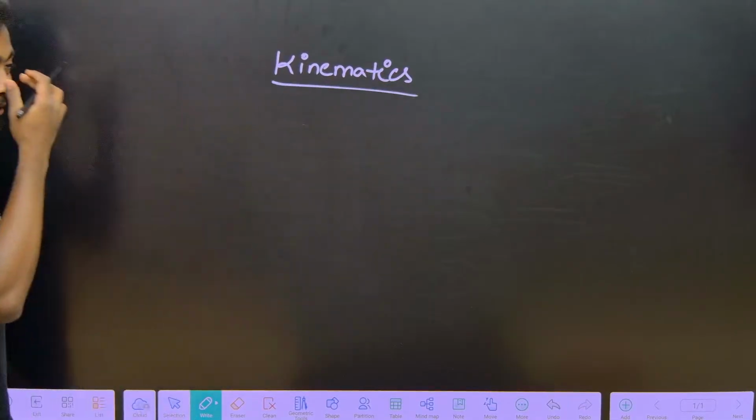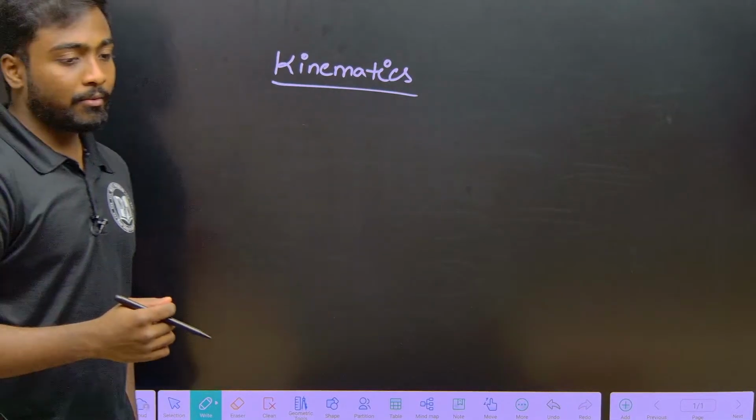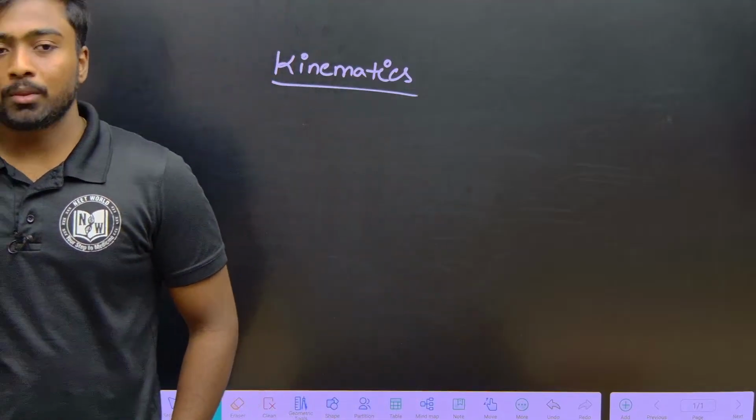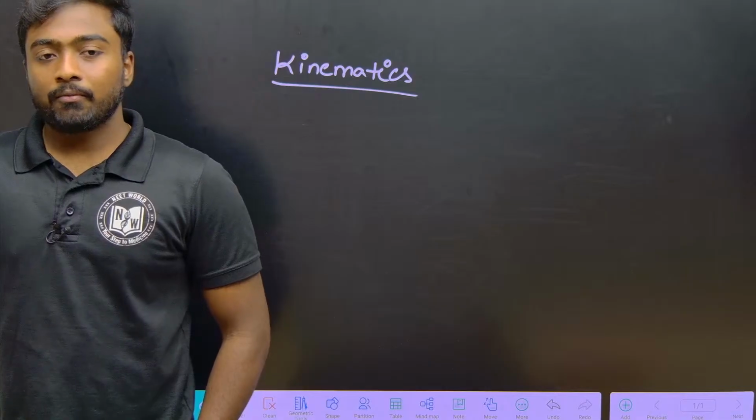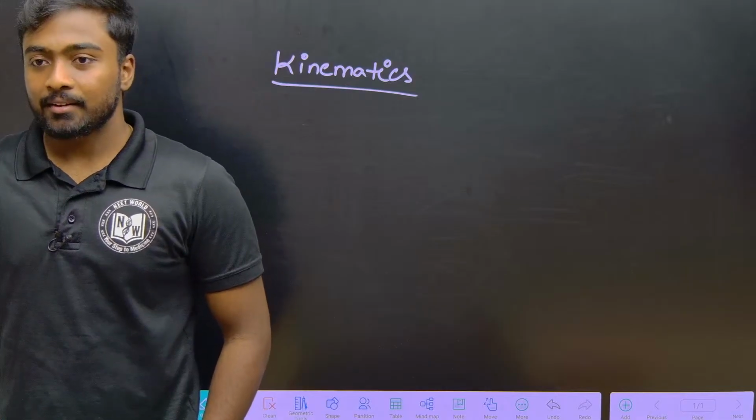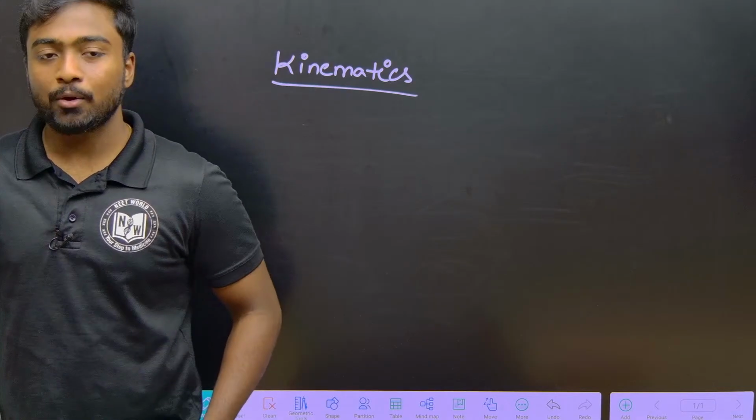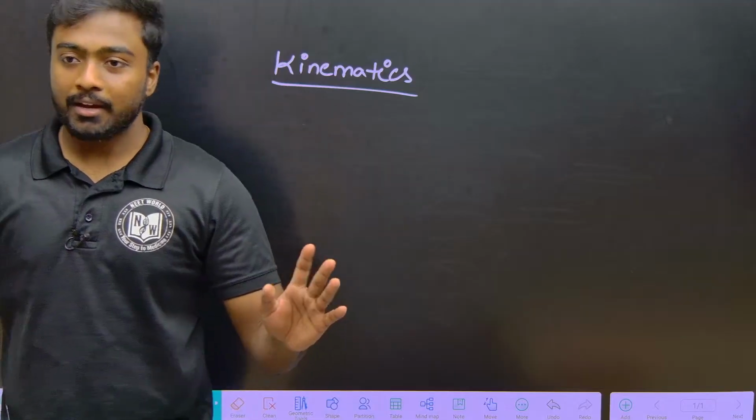When we talk about kinematics, we are talking about the motion of an object. Suppose a bus is moving with velocity 10 meter per second, we'll talk about that. But we won't talk about how the bus started moving, like who started pushing the bus, and we won't study the cause of the motion. We'll just talk about the motion.